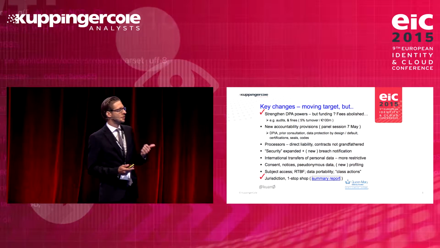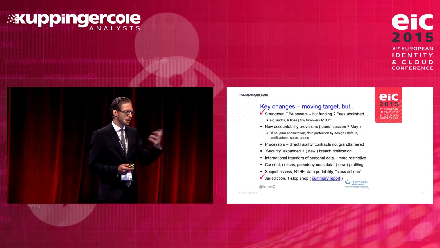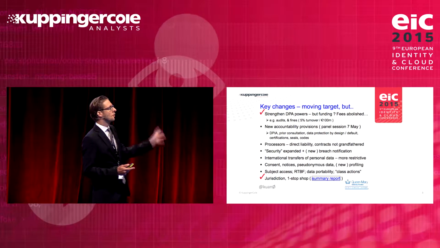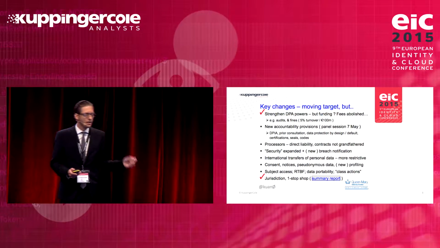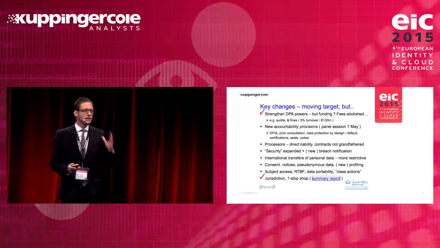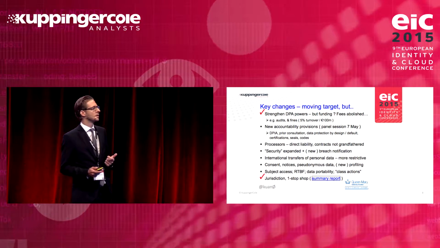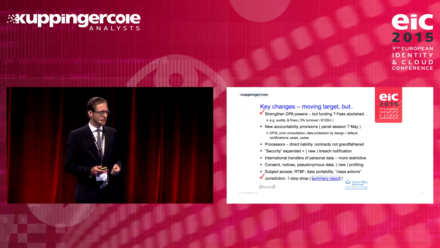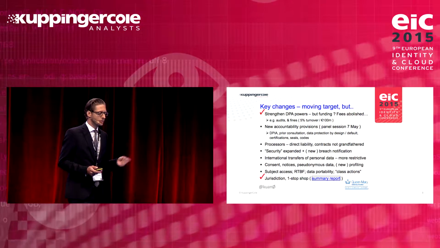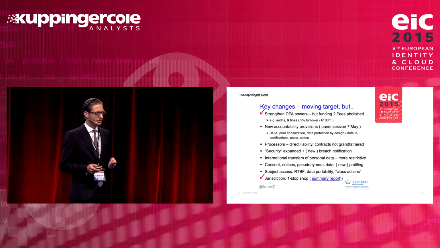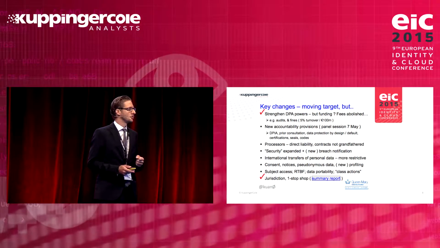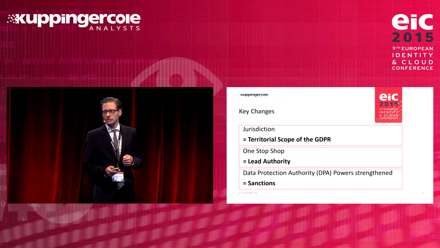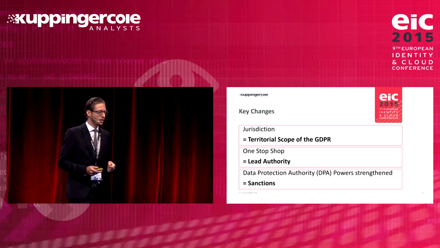First, it's the jurisdiction, as Kuan mentioned. Let me introduce that to you as the territorial scope of the GDPR. Then we have the one-stop shop, the lead authorities introduced by that for data protection. We have that in other fields of law already, but now we'll have it for data protection. Tremendous change. The Data Protection Authority powers will be strengthened. We have serious sanctions coming up. That's the 3 major changes in privacy, and I think that's going to be a very big change for business.